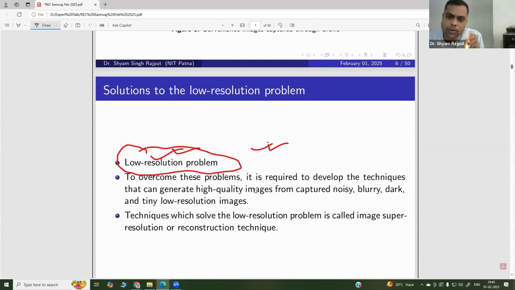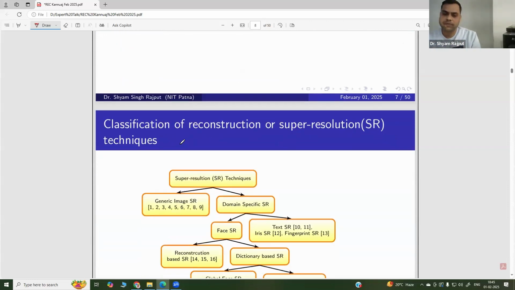The solution to this problem is the super resolution technique. Super resolution techniques are capable of generating high quality images from low quality images. The task of super resolution is not only to increase the resolution. The technique should also simultaneously reduce or remove all kinds of artifacts from the input images, like noise and blur. If there is a low light effect, then super resolution techniques should also remove that low light effect from the images. So now we are going to discuss the different classes of super resolution techniques.